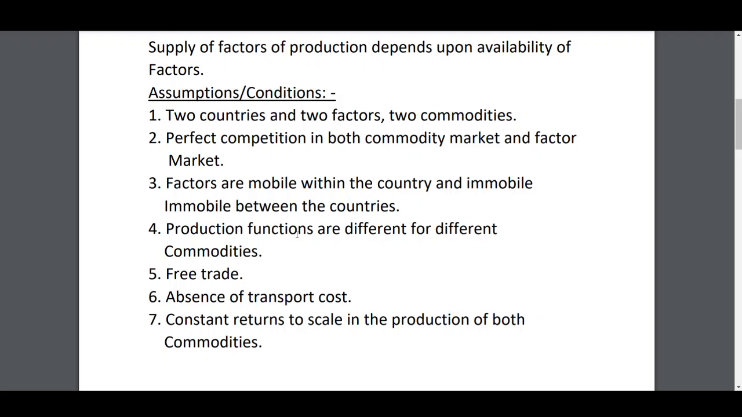What is production function? It shows the functional relationship between input and output. We already studied this in FY BCom, Business Economics. So the fourth assumption is production functions are different for the different commodities. Fifth assumption is free trade policy.